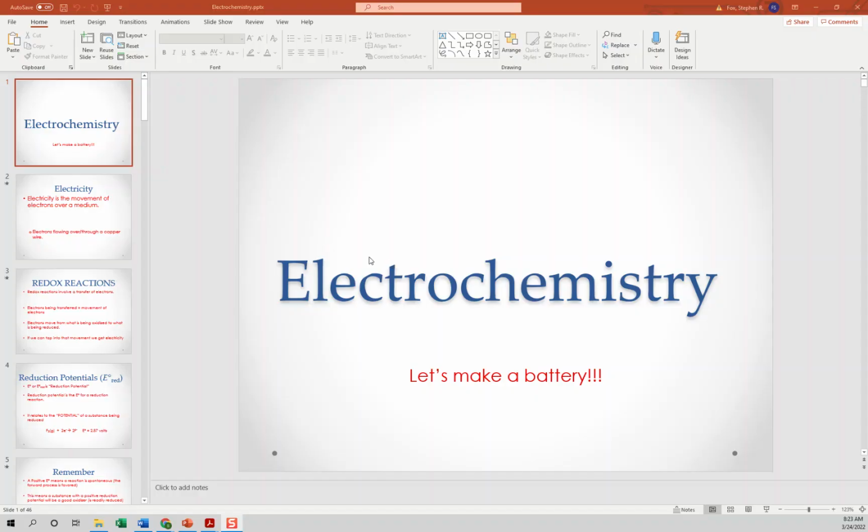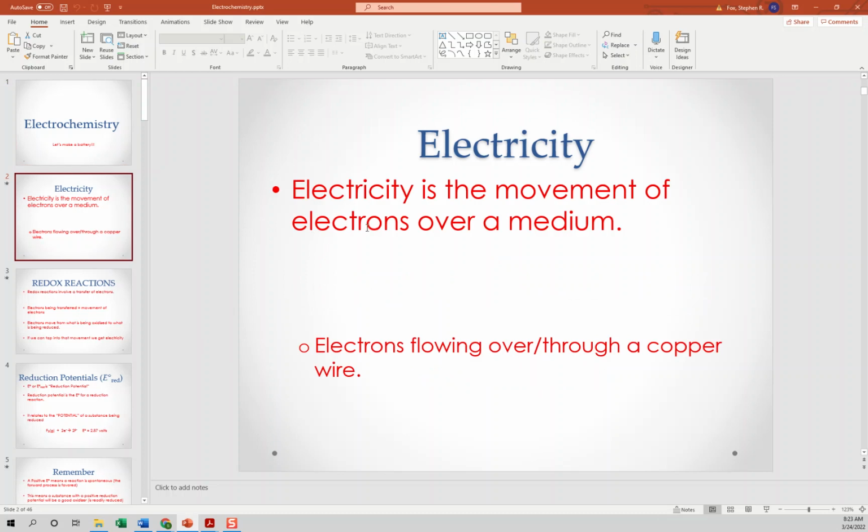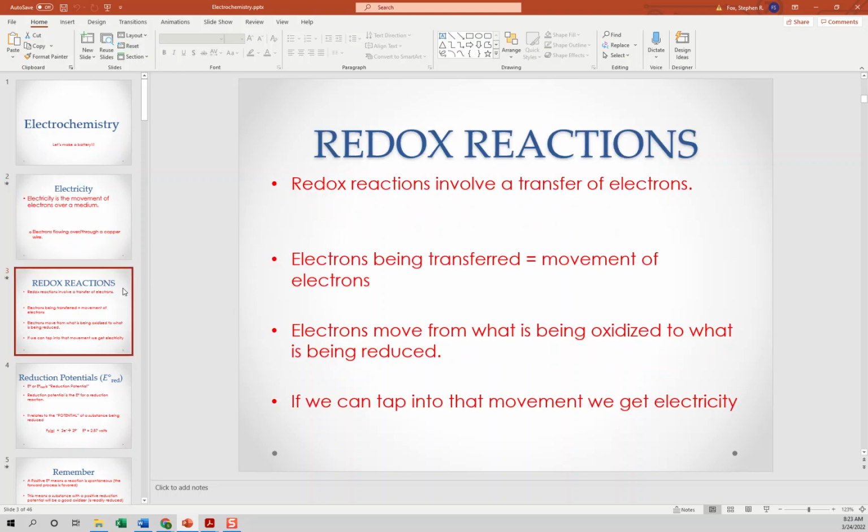So if we look at electrochemistry, basically we're going to be talking about how to make a galvanic cell, which is another word for a battery. And so it's really, how do we get electricity? So if we understand that electricity is the motion of electrons across a medium, kind of like electrons bumping along a copper wire, our goal is to try to make electricity. And in chemistry, the type of reaction that involves the movement of electrons from one thing to another thing, a transfer of electrons, are oxidation reduction reactions, right?